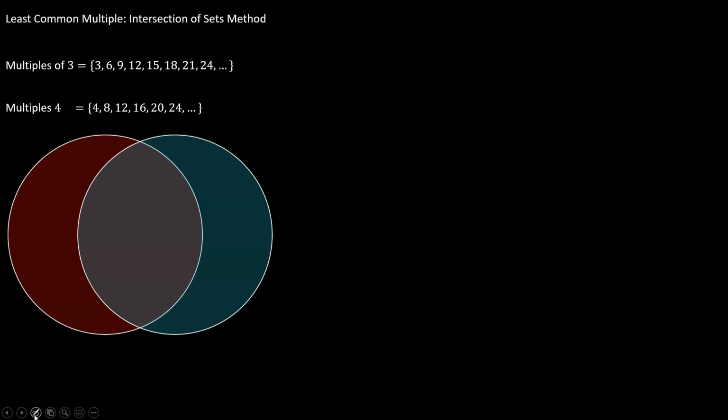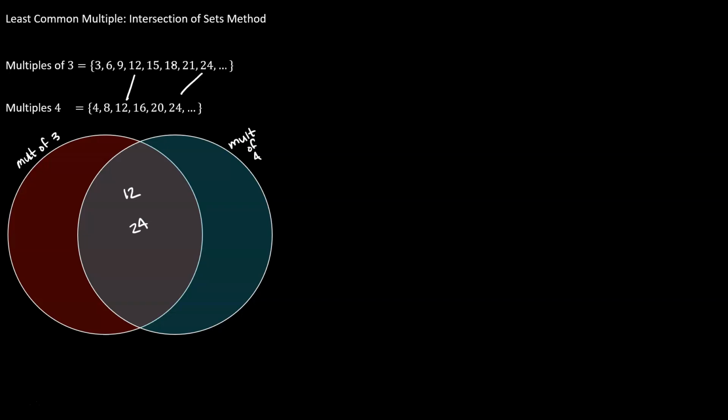One way to calculate our least common multiple using a Venn diagram is to look at the intersection of sets. So I have all of my multiples of 3. I'm going to put those in the red circle. And multiples of 4 I'll put in the blue circle. And any numbers that show up in both lists, I need to make sure to put those in the intersection. So 12 shows up in both lists, so does 24.